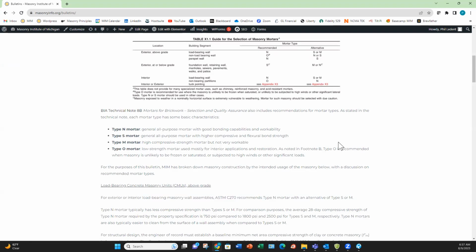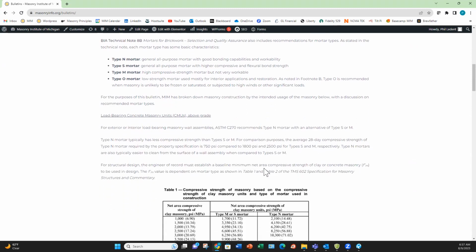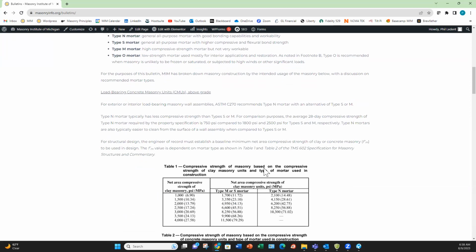So I broke all these down by construction type based on the most common wall assemblies we have here in the state of Michigan. The first one we'll look at is load-bearing concrete masonry units above grade. Load-bearing does have a specific definition in our TMS 402. I believe it supports more than 200 pounds per foot in addition to its own weight, but you'll have to double check that. C270 again recommends type N, like I just showed you, with an alternative type S or M.